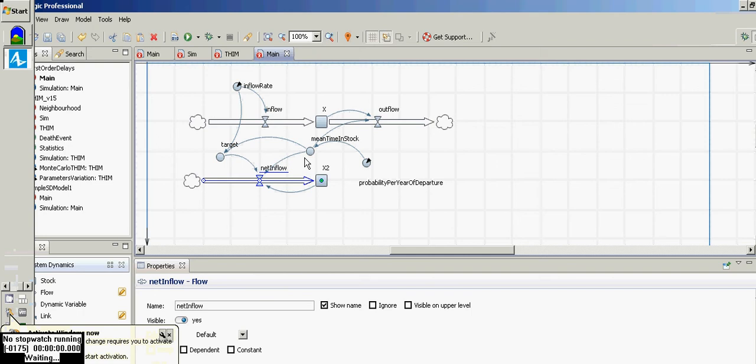Remember, target is the target towards which this goes, at which it will be in equilibrium. X2 will be in equilibrium when the value of the stock is inflow rate times tau. The top one will be in equilibrium when the value of the stock is inflow rate times tau, right? And so the target is inflow rate times tau.